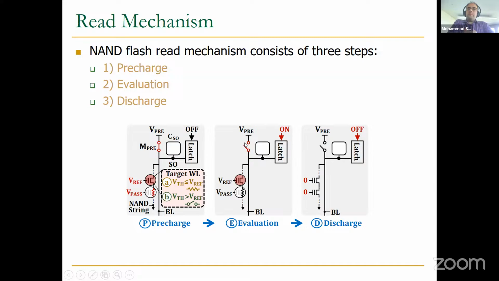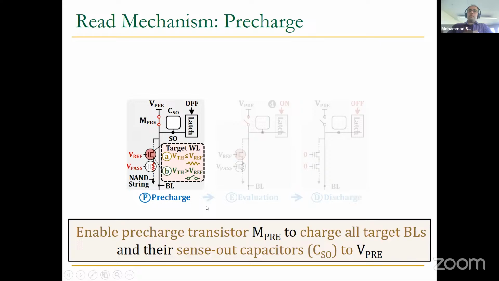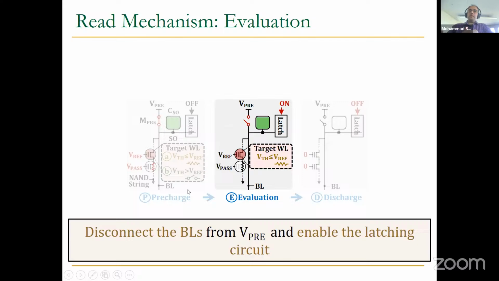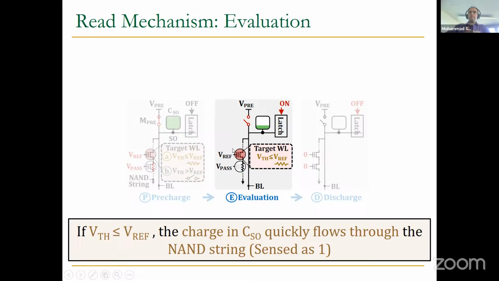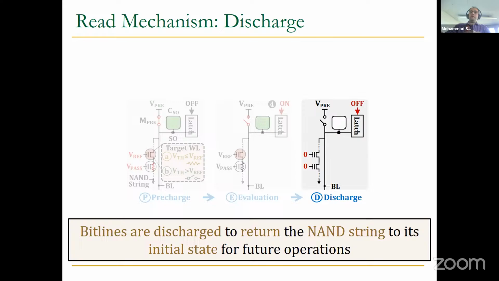For the evaluation part, we deactivate this switch. The voltage in this capacitor is going to be discharged or not, depending on the status of the flash cell that we want to read. After that, we need to discharge everything. I already explained, this is the pre-charge state. For the evaluation, you need to deactivate V-pre-charge and deactivate this switch, and we enable this latching circuitry, which we will see very soon. So the voltage of this capacitor can be discharged or not, depending on the status of this flash cell. And after that, you need to discharge the bit lines to return the NAND string to its initial state for future operations.